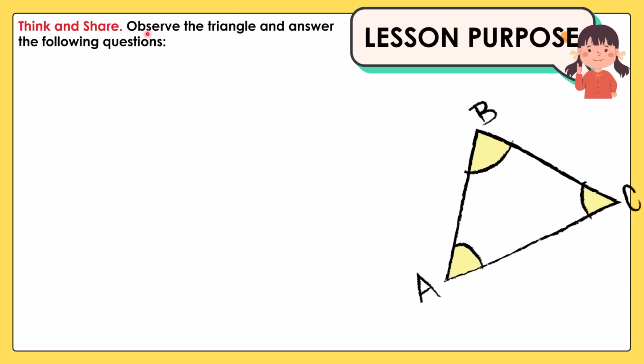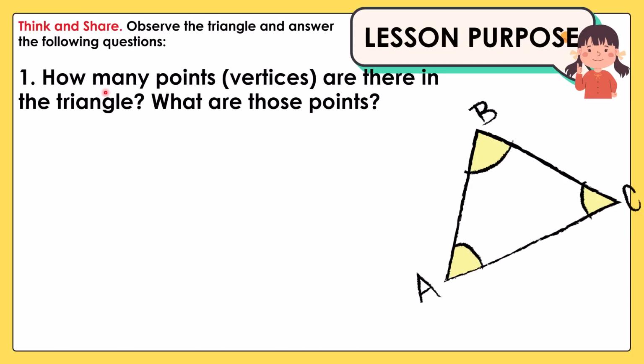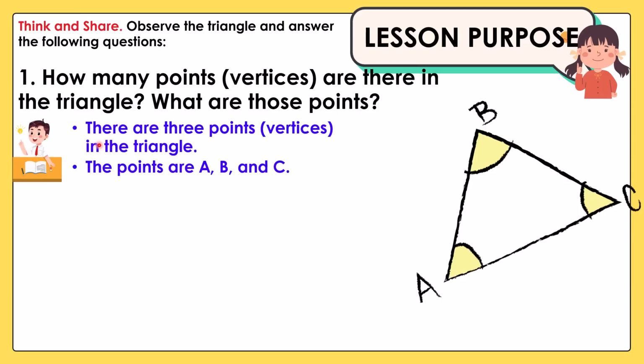Think and share. Observe the triangle and answer the following questions. Number 1, how many points or vertices are there in the triangle? What are those points? The answer, there are 3 points or vertices in the triangle. The points are point A, point B, and point C.